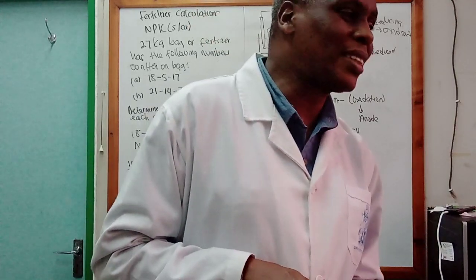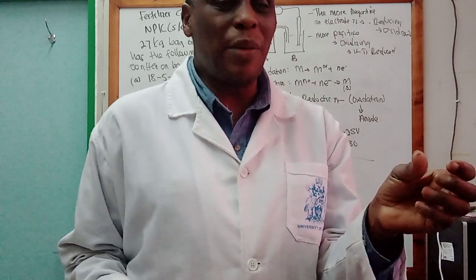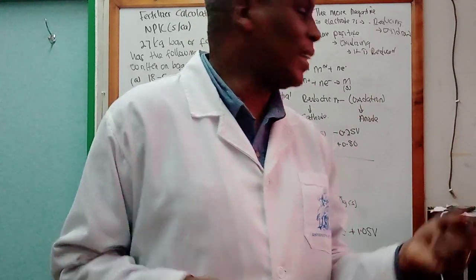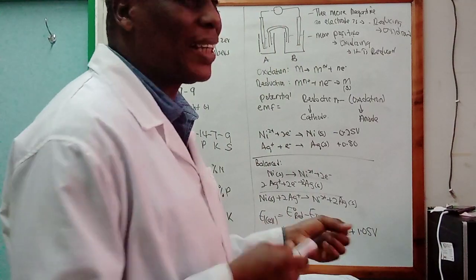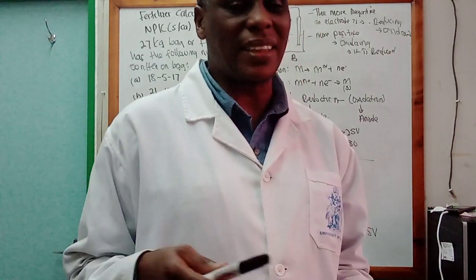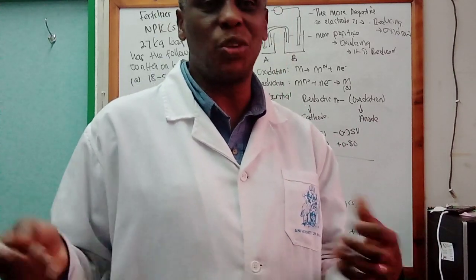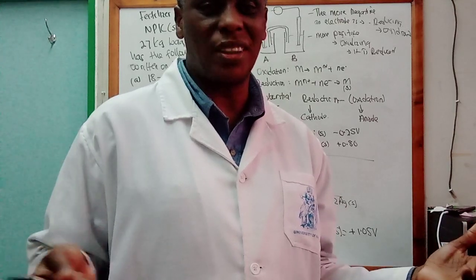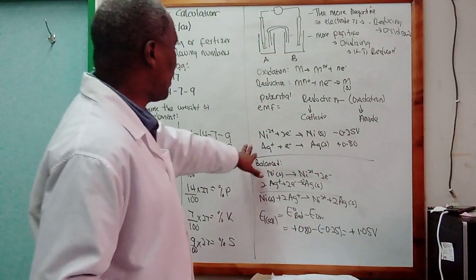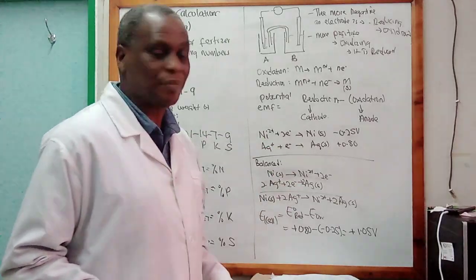But in that typical manner, what you're likely to get will be a reactive element that you're going to be given, like, as you mentioned, aluminium, or maybe zinc and the rest. And then you're going to be given an element that needs to be reduced, that can easily be reduced in nature. So, like in this case, I've given an example of nickel and also silver, yeah?